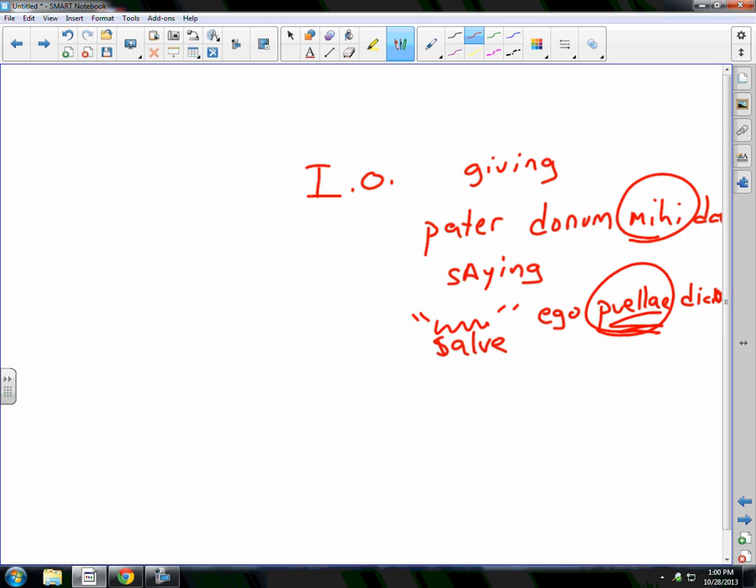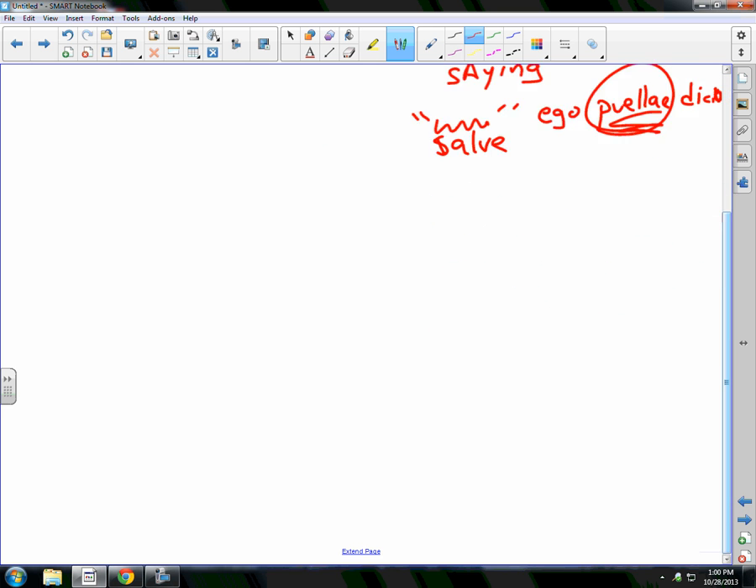We can also do the same thing with verbs of entrusting. Excuse me, I'm trying to extend my page here. We can do the same thing with verbs of entrusting as well. Showing, we can also show something to someone. Those are our indirect object words.